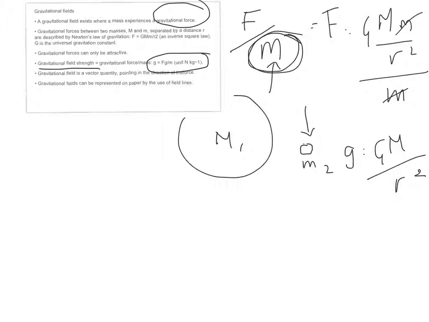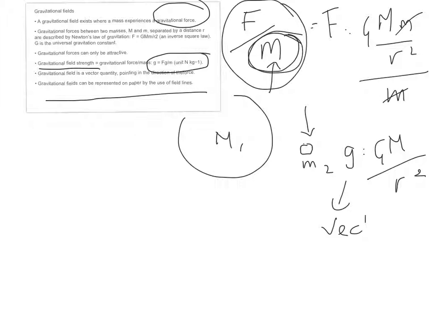Now, because gravitational field strength is force over mass, force being a vector and mass being a scalar, the gravitational field strength is a vector too. Now the last thing we want to do is to represent field lines, and I'll show you that on the next slide using the idea of the field lines around a planet.